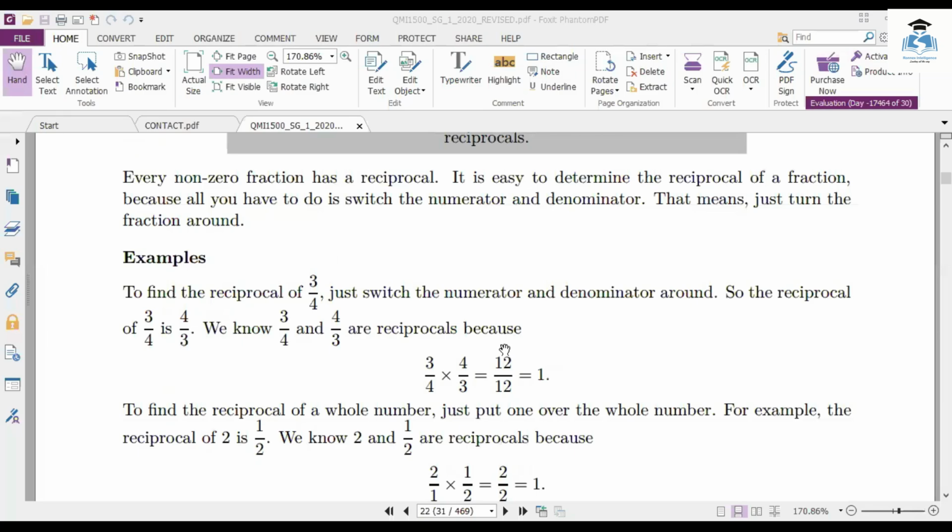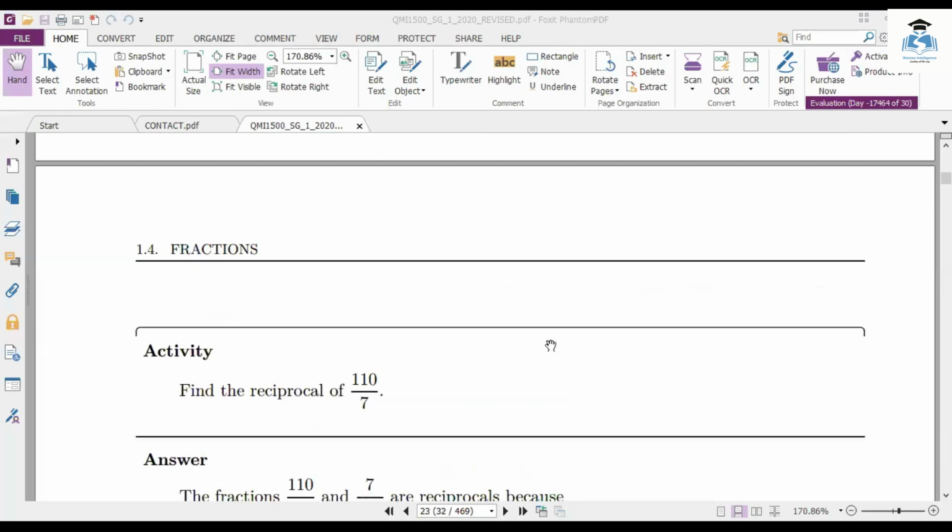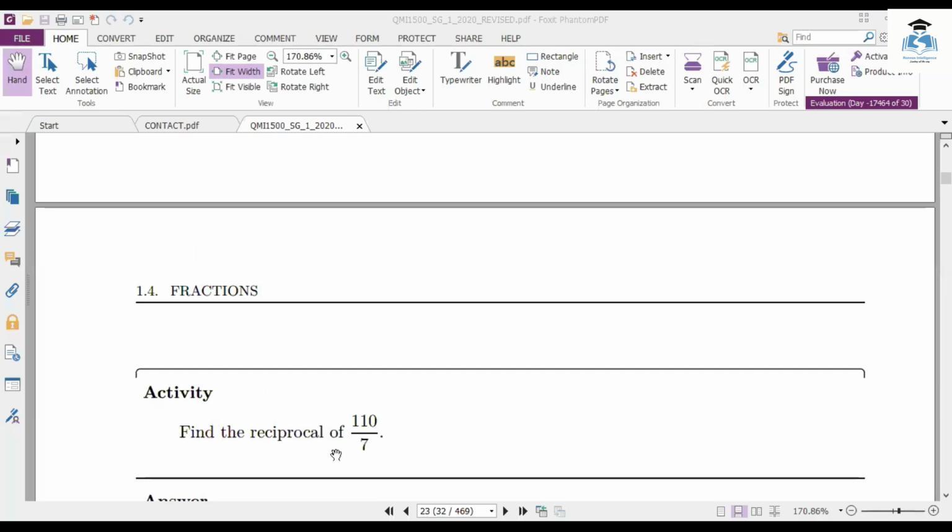Then reciprocal. There are many ways to kill a cat. The reciprocal of this is what? It's 7 over 10. Yeah, that's it. Simple stuff.